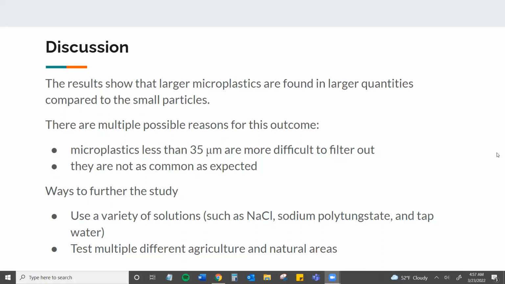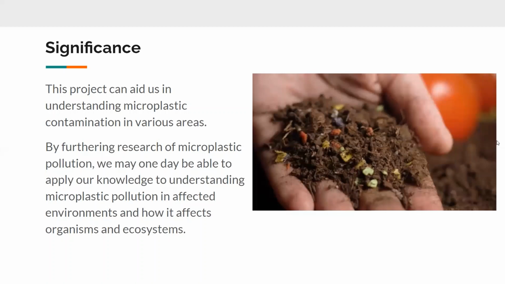Additionally, continuing the testing with soil samples from multiple different agriculture and natural areas can lead to a better understanding of contamination within croplands and help determine whether the data is reasonable. Due to the little research involving microplastic pollution, this project can aid us in understanding microplastic contamination in various areas. Previous studies suggest that microplastic concentrations are higher in areas with higher amounts of water runoff. So by furthering research of microplastic pollution, we may one day be able to apply our knowledge to better understand microplastic pollution and its effects on the environment and how it affects organisms and ecosystems.